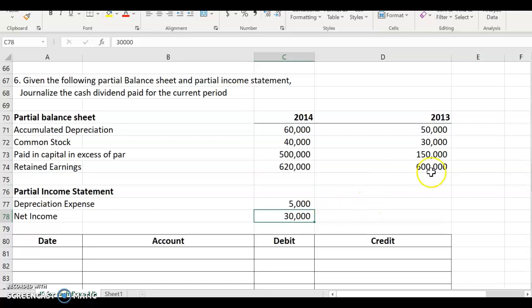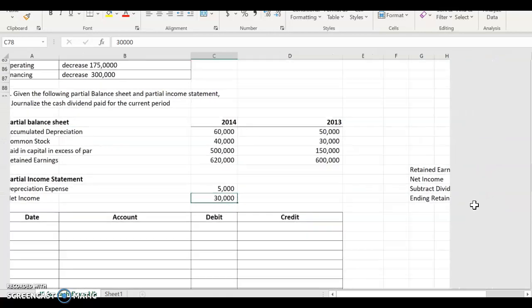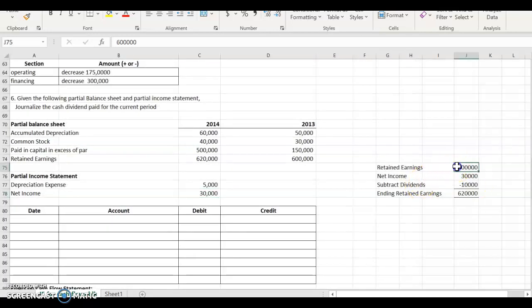So if I look at what happens to retained earnings, this is what we're going to do, and this is what we're going to find. Let me move this over. So we have retained earnings of $600,000. We add net income. Okay, we did not know dividends. So how do we find dividends? Well, we take our retained earnings and our net income. That's $630,000. And retained earnings ending balance is $620,000. So that must mean that we paid out dividends of $10,000. Okay.